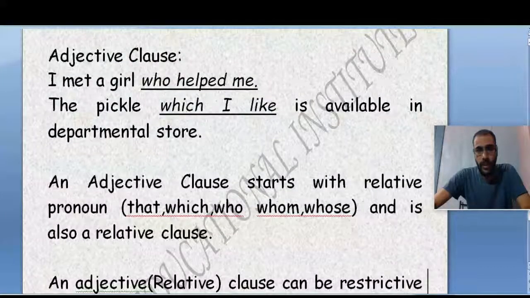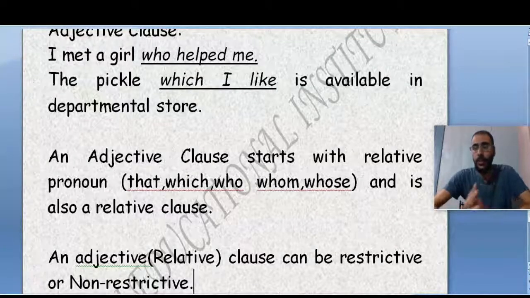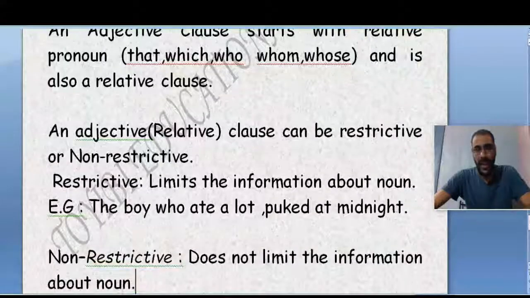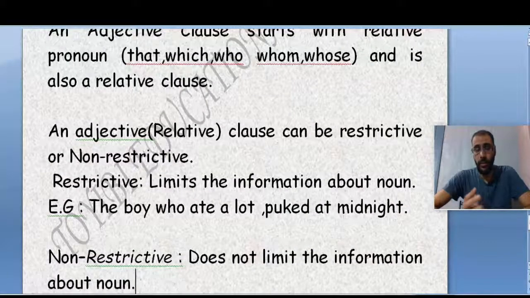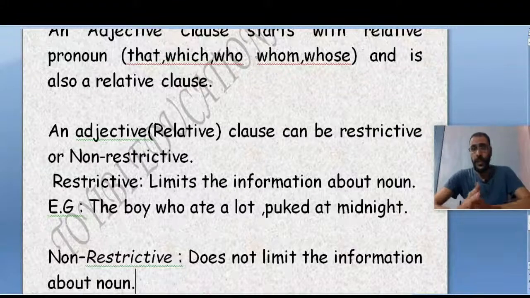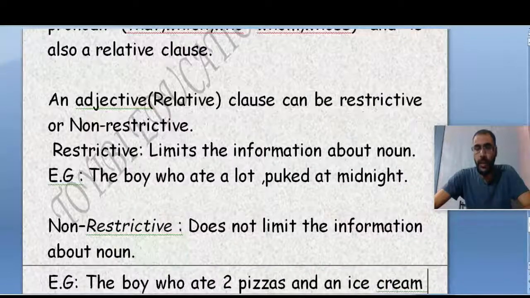An adjective clause starts with relative pronoun. ये आपको फिर से note down करना पड़ेगा. It will help you recognize adjective clause. That, which, who, whom, whose, and it is also known as relative clause. Adjective clause restrictive हो सकता है और non-restrictive हो सकता है. Let's see what is restrictive. Restrictive limits the information about noun. या हमें noun के मुतालिक limited information बताता है.